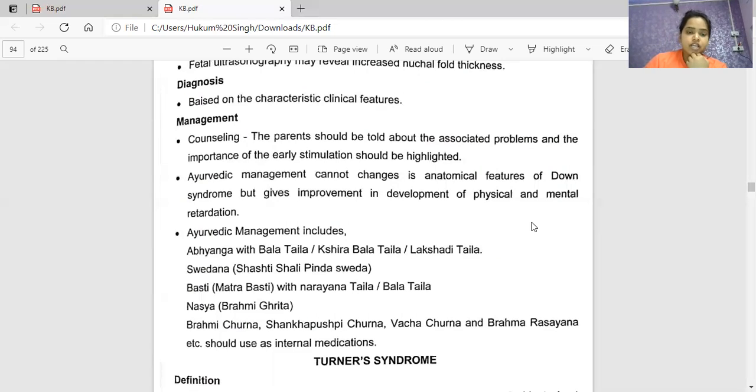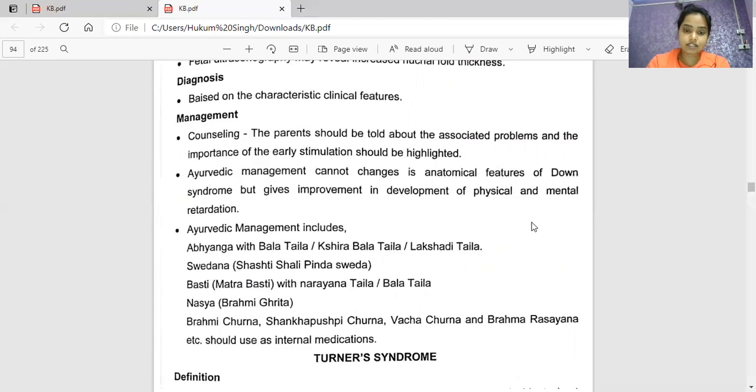Ayurvedic management includes Abhyanga with Bala Tail, Kshirabala Tail and Lakshadi Tail, Swedana, Shashtishalik Pindasweda, and Matra Basti. Basti with Narayana Tail and Bala Tail. Nasya with Brahmi Ghrita and Brahmi Churna, Shankhpushpi Churna, Vacha Churna and Brahma Rasayana, etc. should be used as internal medications. So this is all the information about Down syndrome.